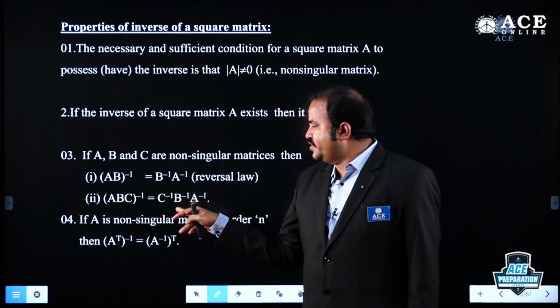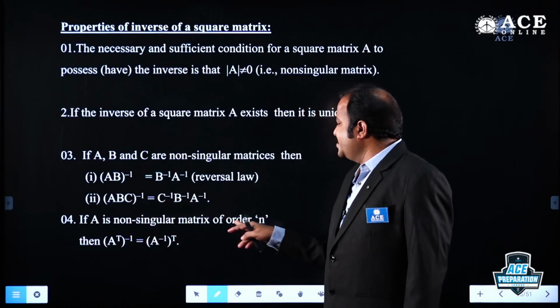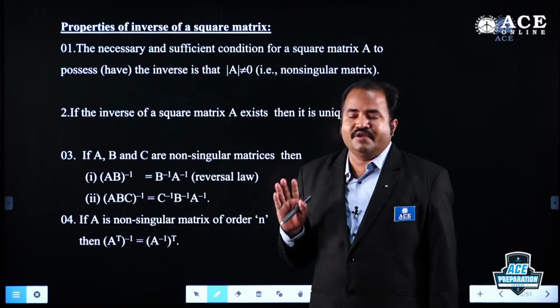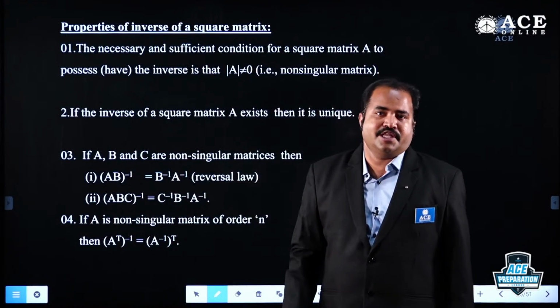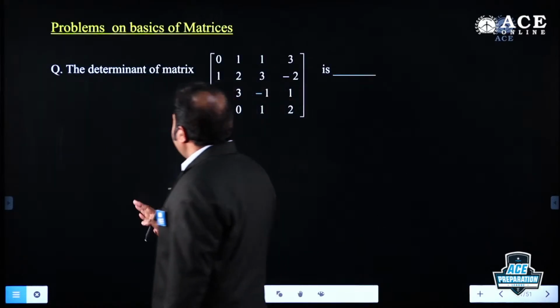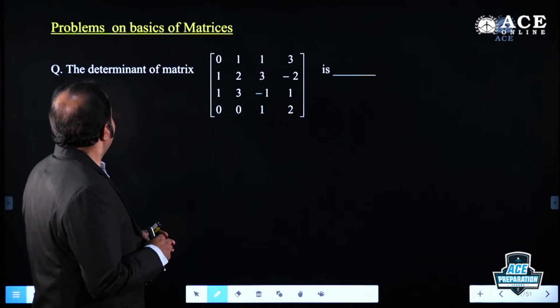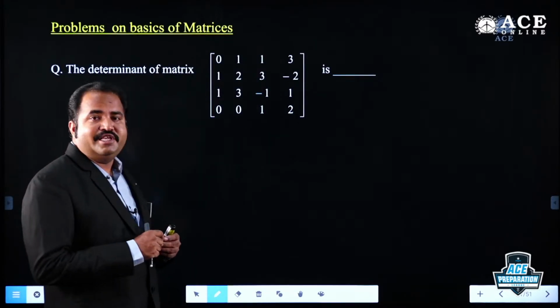Similarly, (ABC) whole inverse equals C inverse B inverse A inverse. And if A is a non-singular matrix of order n, then (A transpose) whole inverse is the same as (A inverse) whole transpose only. Right. So let us see the problems related to these basic concepts. Look at the first problem: what is the determinant of a matrix?